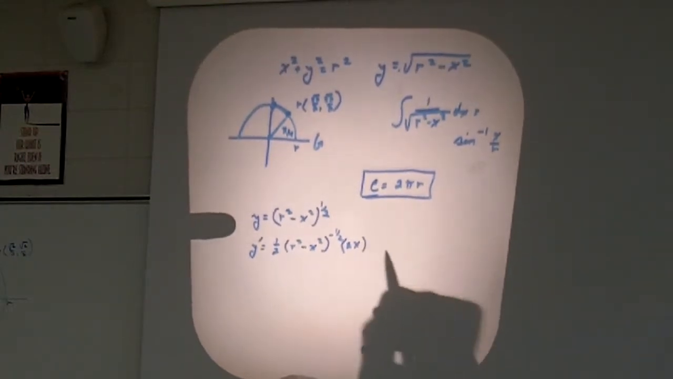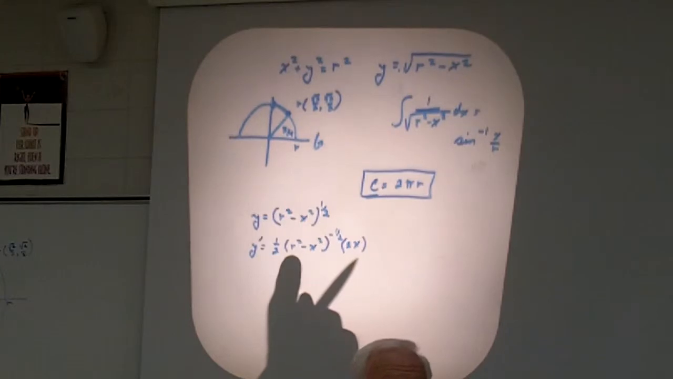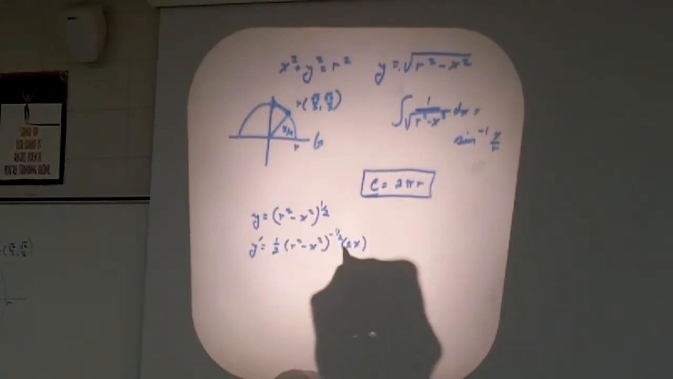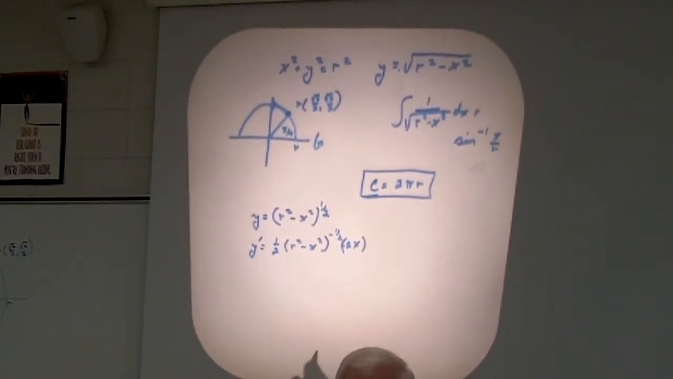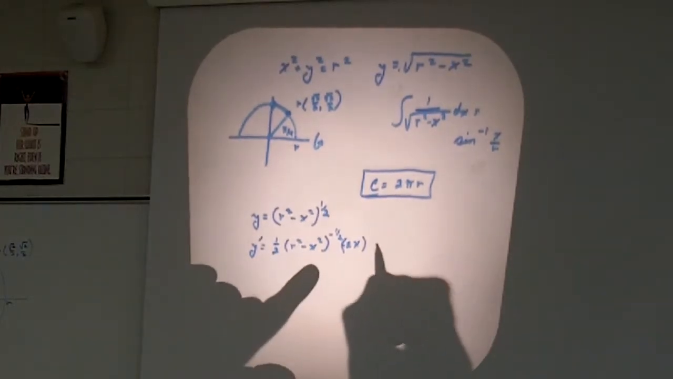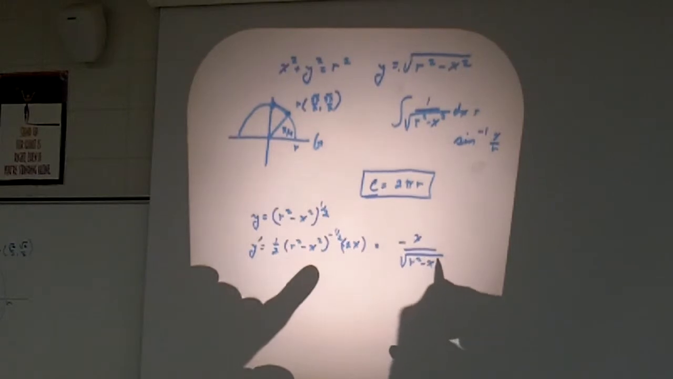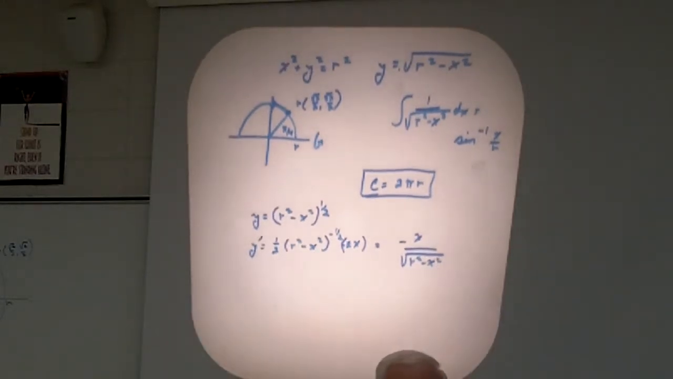Where did the r go? What happened to r? It's a constant. And the derivative of a constant is 0. Is it negative 2x on the other hand? And this is going to be a negative. Yes. That's supposed to be negative because you see a negative over here. So this simplifies to a negative x over the square root of r squared minus x squared. Are you with me on that? Any questions?